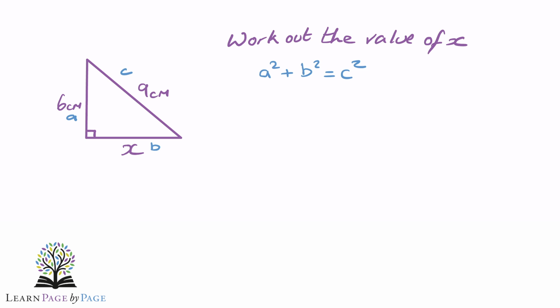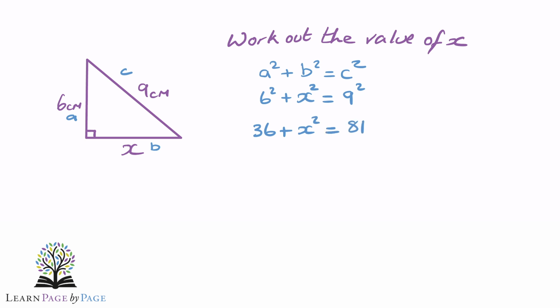So let's replace the letters with the numbers. That's 6 squared plus, now B is x, so that becomes x squared, and that equals C, which is 9, 9 squared. Again, calculate 6 squared and 9 squared. 6 squared is 36 plus x squared, which we don't know, equals 9 squared, which is 81.